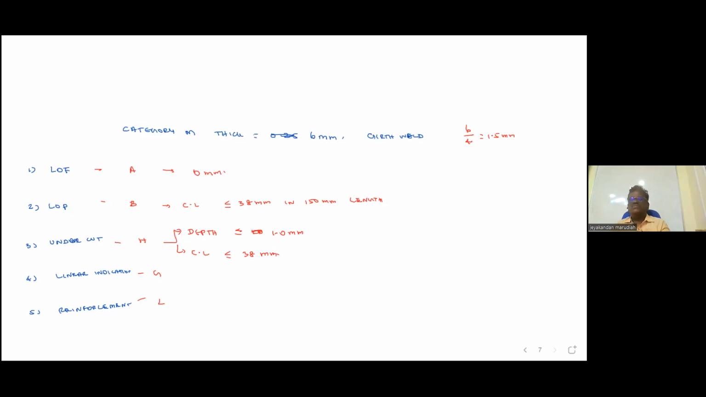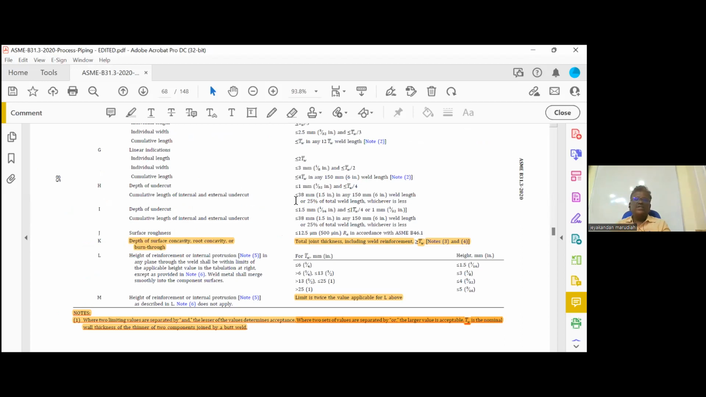Now cumulative length less than or equal to 38 mm. It is given next to H. You can see here H. Cumulative length less than 38 mm. The next one is linear indication. What is the linear indication? G. So if you say G, there are three. Linear indication, individual length less than 2 times thickness.